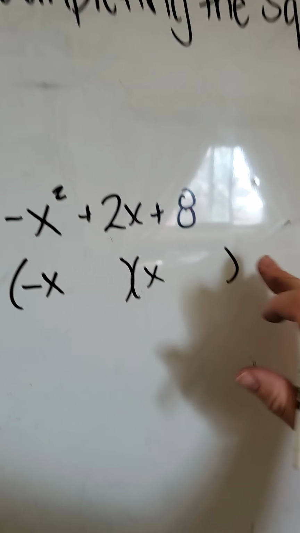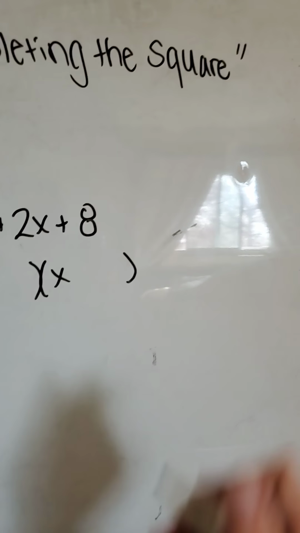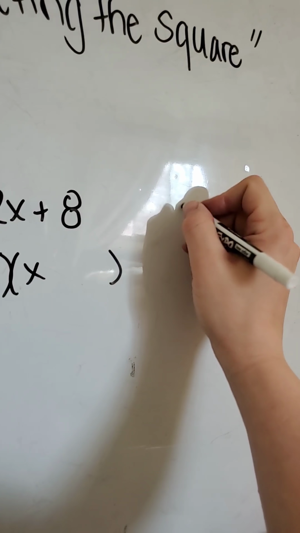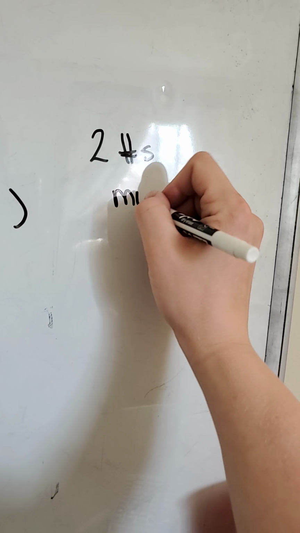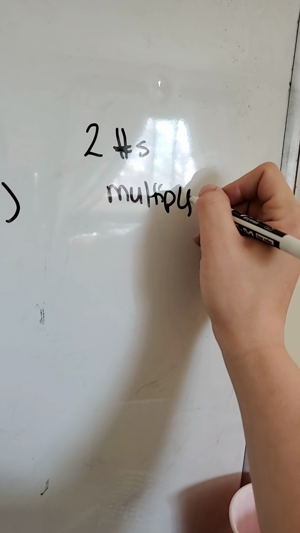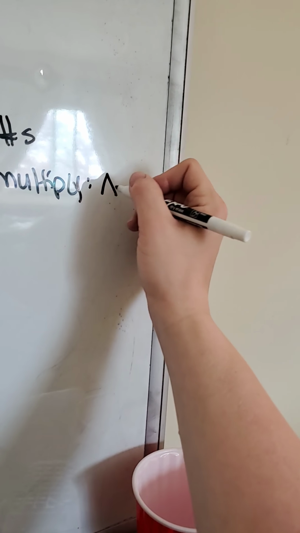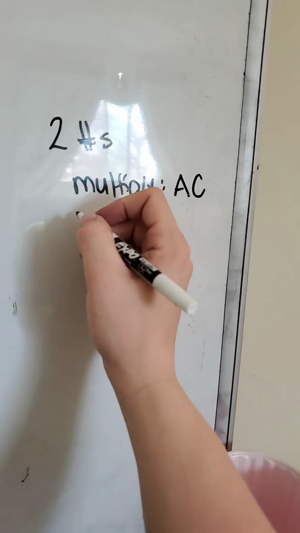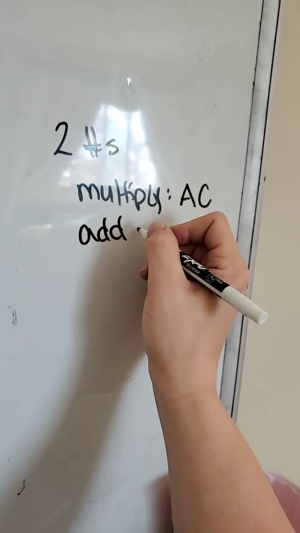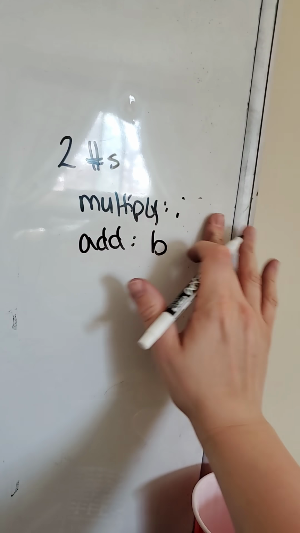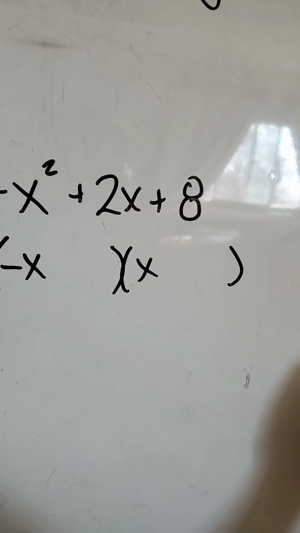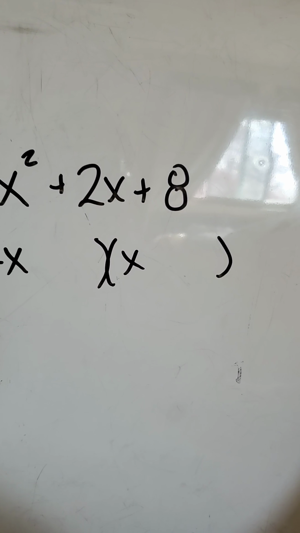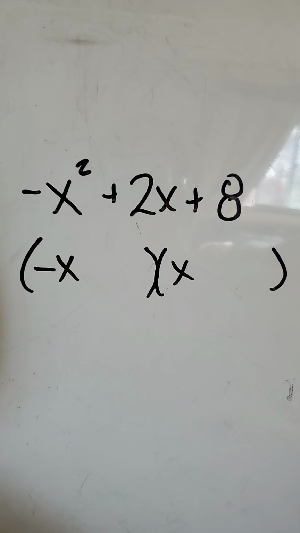Maybe you don't remember our lesson on factoring. We want two numbers that multiply to get AC and add to get B. I don't know why I chose caps here and lowercase there. All right, and what is AC? In this situation, it's negative 8. And what is B? In this situation, it's 2.